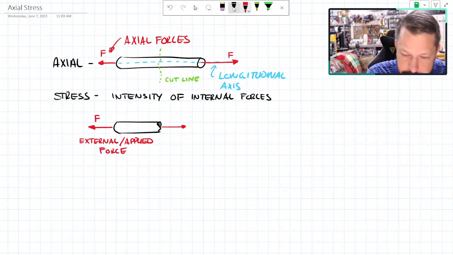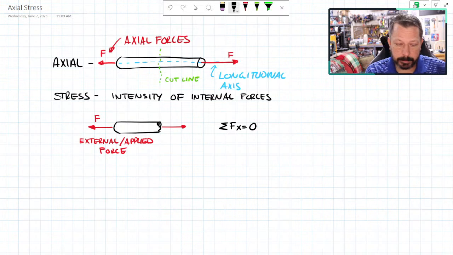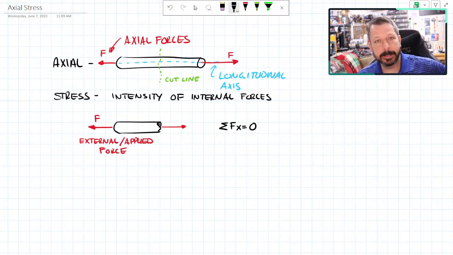And if I think about one of my equilibrium equations, the summation of forces in the x direction equals 0, or else the free body diagram body is not in equilibrium. By the way, this little partial piece is a free body diagram. You don't have to draw an entire body. It can be a piece of a body, one body, or multiple bodies all put together. So in this case, we have a piece of a body.